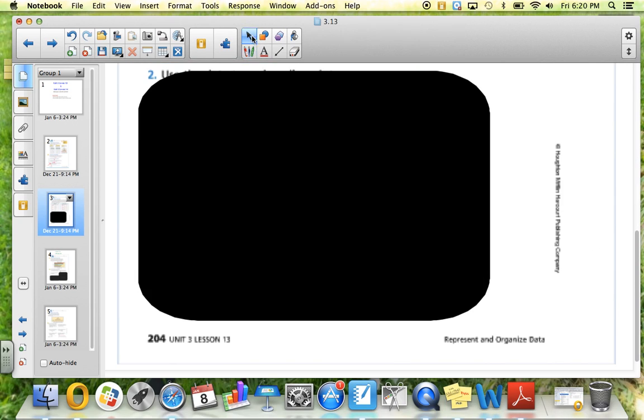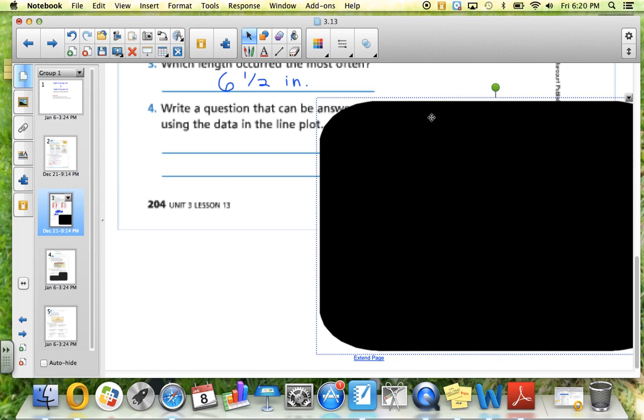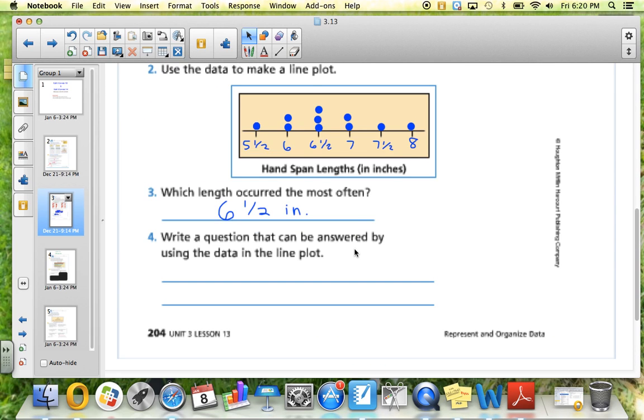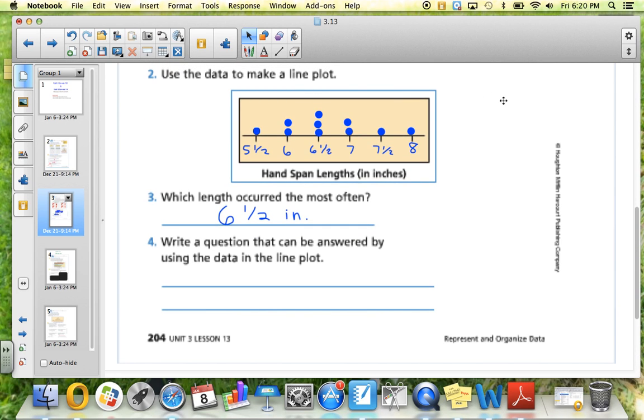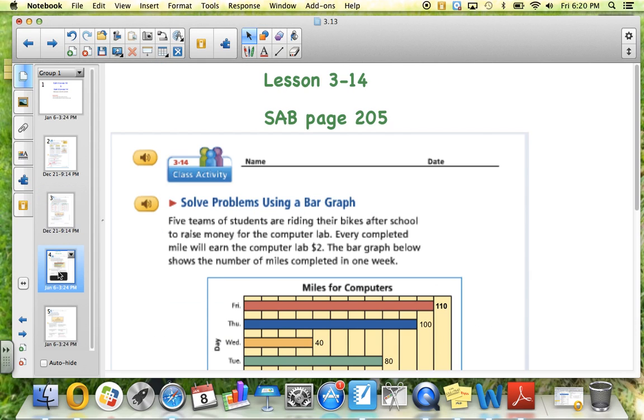Okay, welcome back. So here is the answers. Whoa, here's the answer. Just delete that. How about that? Okay, here's the answer for number 2. Your line plot should look something like this. And the answer for number 3 is 6.5. And I'll look at your questions you made for number 4. Okay, now let's move on.